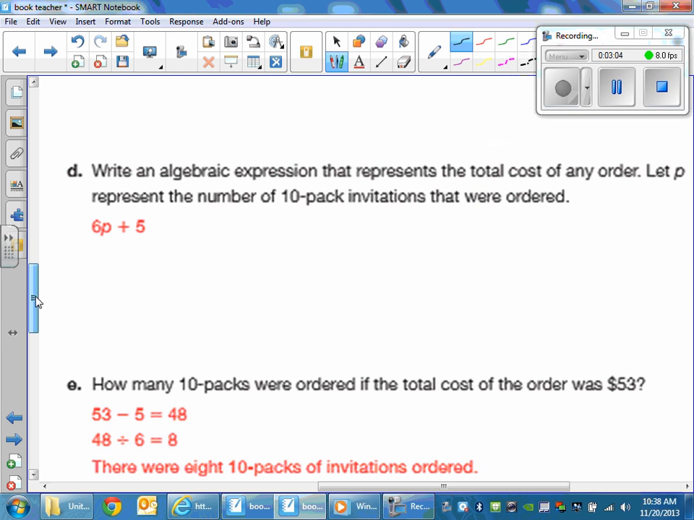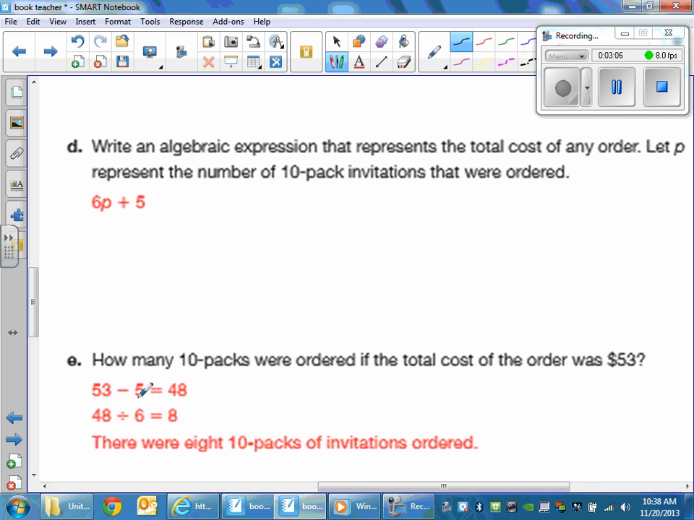Alright, so what we should have got is 53 minus 5 is 48, and then we divide our 48 by 6 and we get 8. So there were 8 10-packs of invitations ordered. Letter F, turn the page.